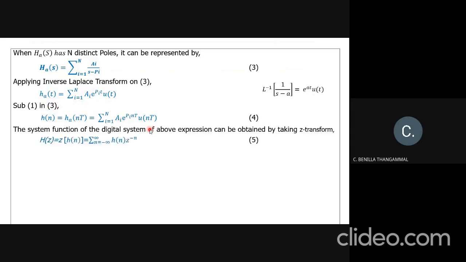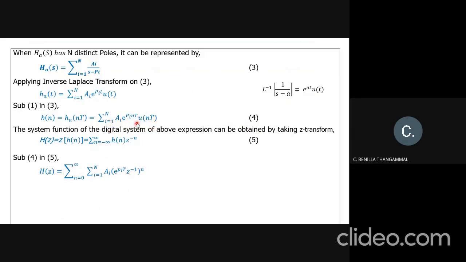Now I'll be taking the Z transform. So what's your Z transform? H of z equal to summation n equal to minus infinity to plus infinity h of n z power minus n. I'm going to replace your h of n value by equation 4. So H of z equals summation n equal to minus infinity to plus infinity, summation i equal to 1 to N, ai e power pi nT into u of t.